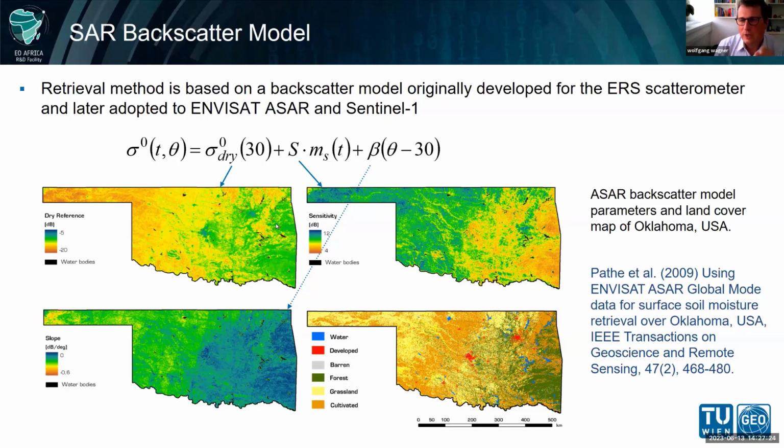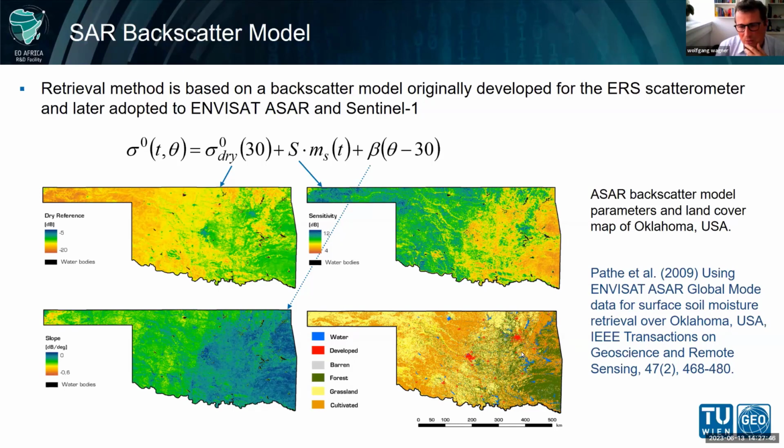So what I wanted to show here is, if you do this kind of retrieval, you parameterize your model for each individual pixel, and each individual pixel has specific properties. So a specific backscatter for very dry conditions, a particular sensitivity to soil moisture changes, and a different incidence angle behavior.